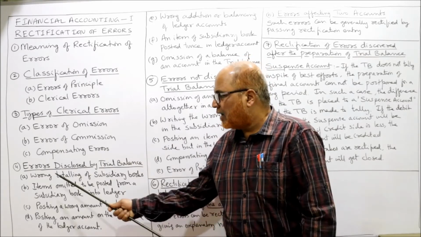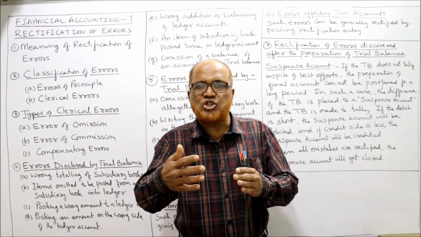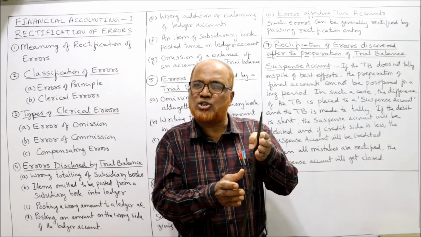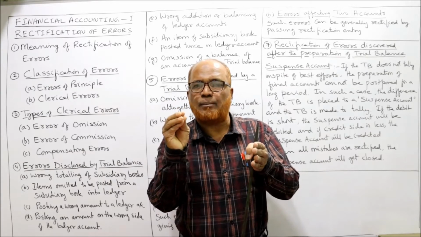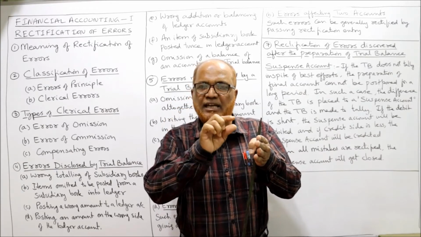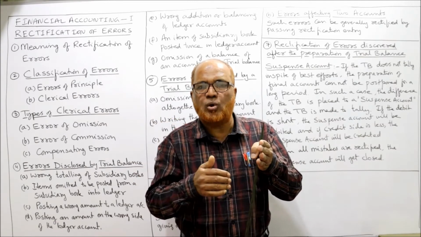So what will happen with wrong totaling of subsidiary books? Every day whatever we have purchased, we record in the purchase book. For example, today we have purchased from 5 different suppliers, A, B, C, D, E. From 5 different suppliers we have purchased the goods.